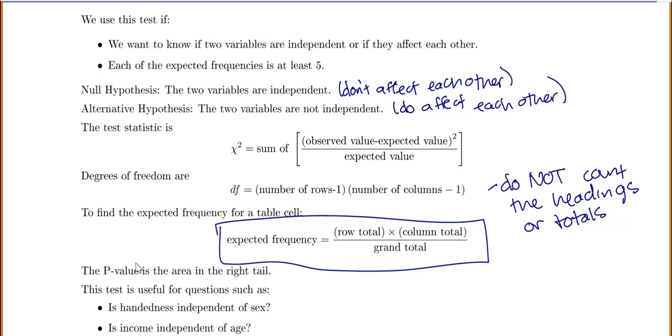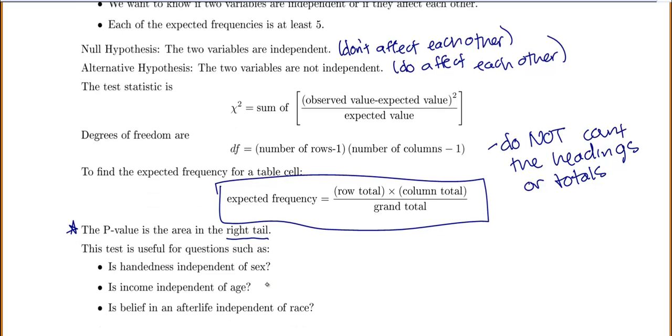Once again, the p-value is always going to be the area in the right tail. And we're going to use this to answer questions such as, is handedness independent of sex, or does your gender affect whether you're right-handed or left-handed? Or something like, is income independent of your age, or is your age affecting your income? And is belief in afterlife independent of race, or is your race affecting whether or not you believe in the afterlife?